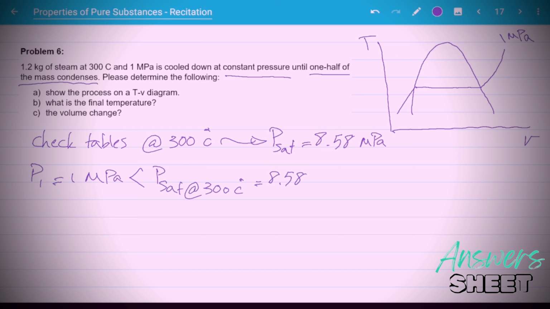I'm going to show it on the TV diagram here. So if the red line is showing the constant pressure of 8.58 megapascals, you can see that the temperature of 300 degrees crosses the purple line of 1 megapascal here on this green dot. Because we ended up on the right-hand side of the dome, we are in the superheated region.